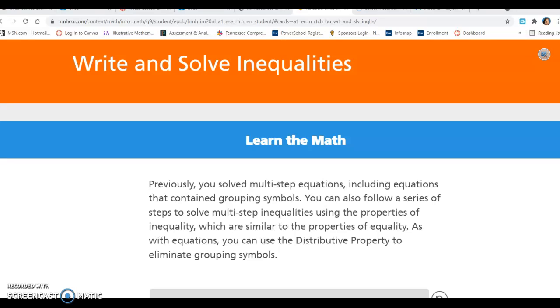Hey guys, so today we're going to look at lesson 2.4 in your textbook, and this is on write and solve inequalities.